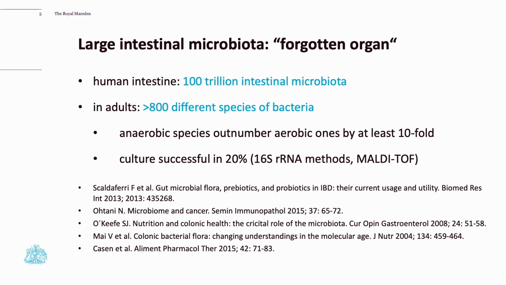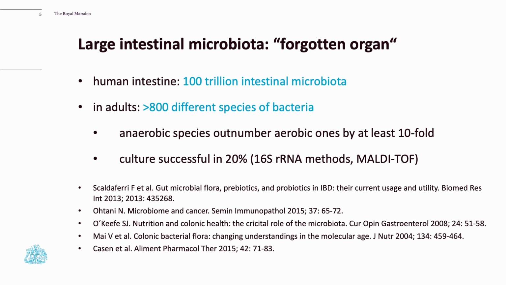There was a very nice paper published in 2013, and they described the large intestinal microbiota as a forgotten organ. It's little known about it, and not many, even doctors, still think about the importance of bacteria. The human intestine contains around 100 trillion of intestinal microbiota, and in adults we can identify more than 800 different species of bacteria.